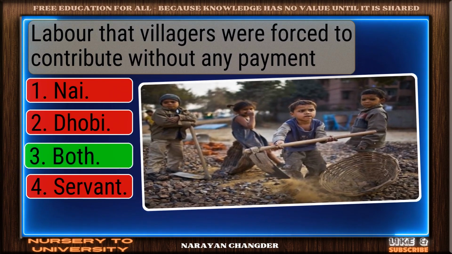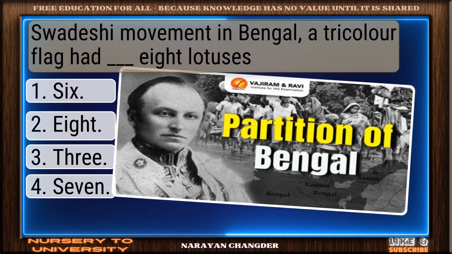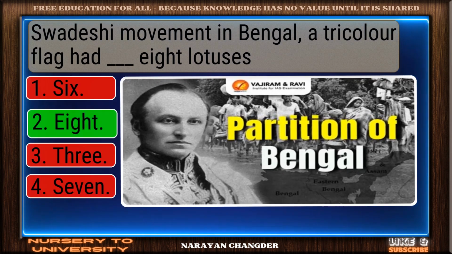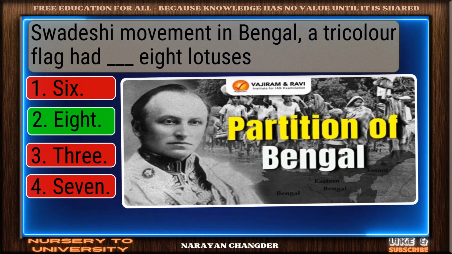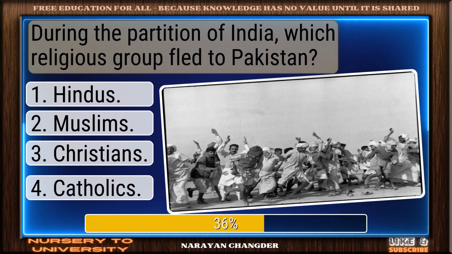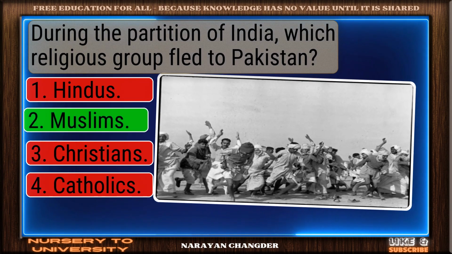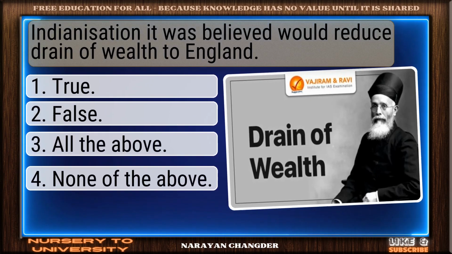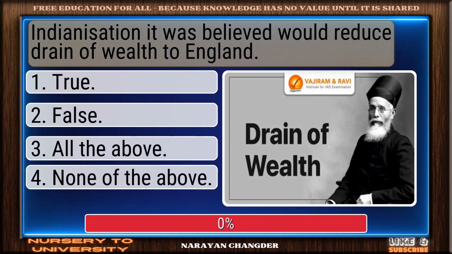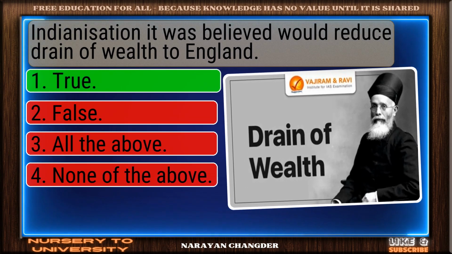Correct. Both is spot on. Swadeshi movement in Bengal. A tricolor flag had eight lotuses. Bravo, eight is the answer. During the partition of India, which religious group fled to Pakistan? Perfect. Muslims is the one. Indianization, it was believed, would reduce drain of wealth to England. Nicely done. True is solid.